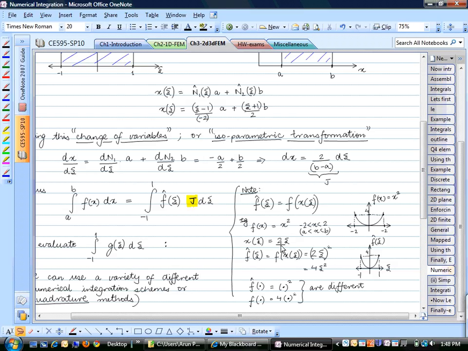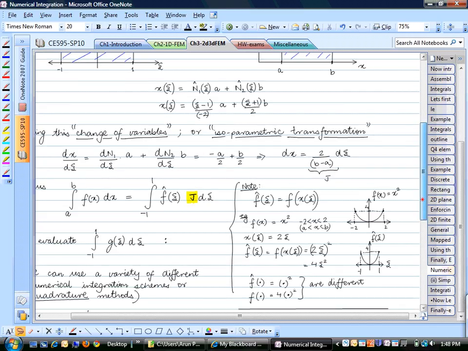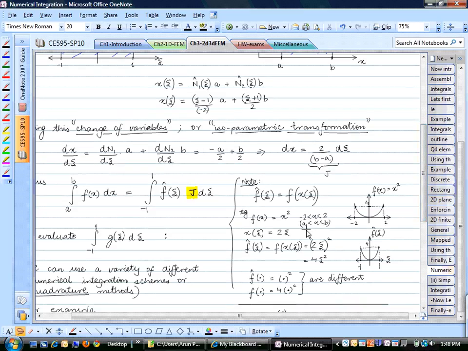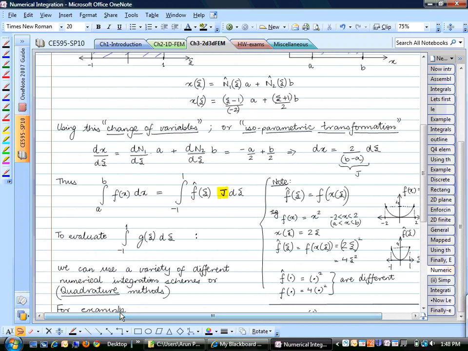So in this case, you will see that x is equal to 2c, where obviously if c is -1, then it maps to -2. If c is +1, then it maps to +2. And so the function of x is x squared, and the function of c is 4 times c squared. And the same type of idea will generalize to 2 dimensions and 3 dimensions.